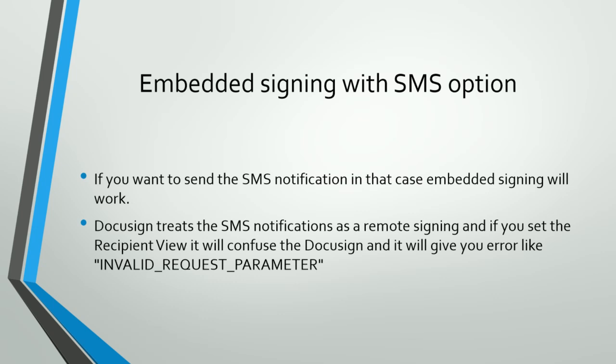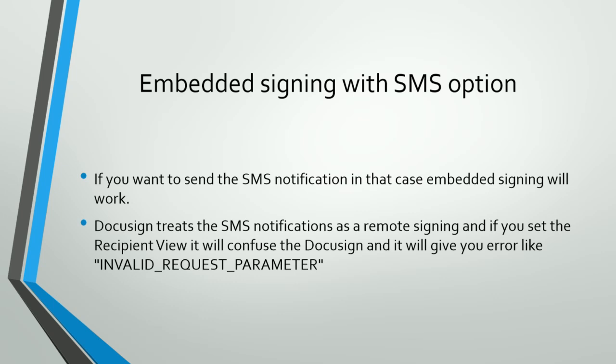Next thing is embedded sign-in with the SMS option. You might want embedded signing for a smooth in-app experience, but you also want to send the signer an SMS notification. That SMS, however, is treated by DocuSign as a remote signing channel. If you combine SMS notification with embedded signing and still request a recipient view, DocuSign can see conflicting instructions. So in this mixed scenario, DocuSign may throw an error like invalid request parameter.